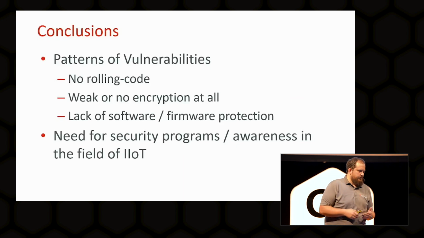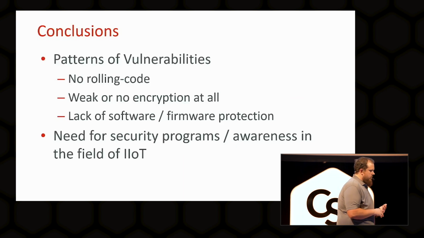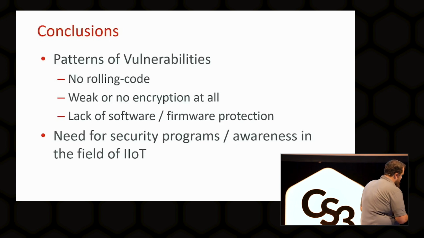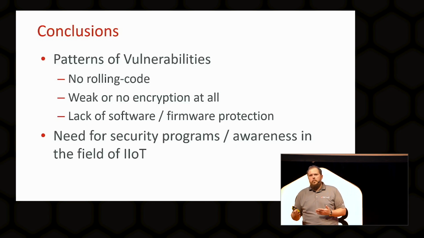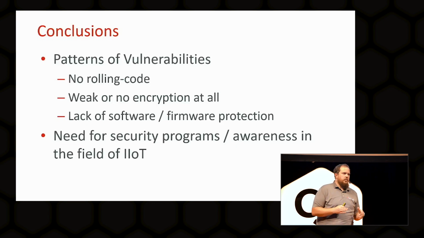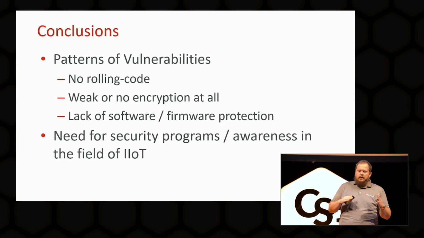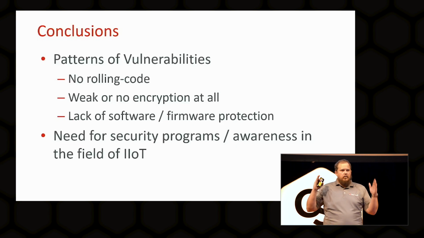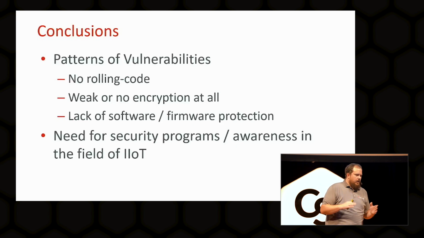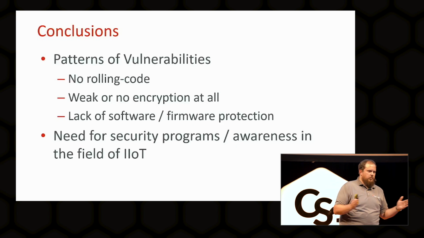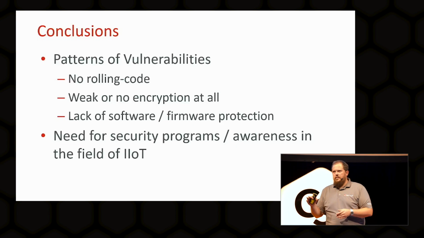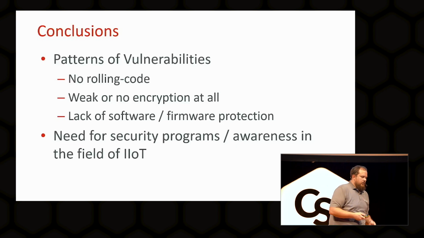So in conclusion, patterns of vulnerabilities: we saw no rolling codes, there's weak or no encryption at all. It turns out from talks with people, what we think JUCO was doing was trying to make sure that they were not producing too much power in one area, and so they were trying to use an XOR to make sure that they were spread across where they need to be and to stay within limits, to get the FCC license.